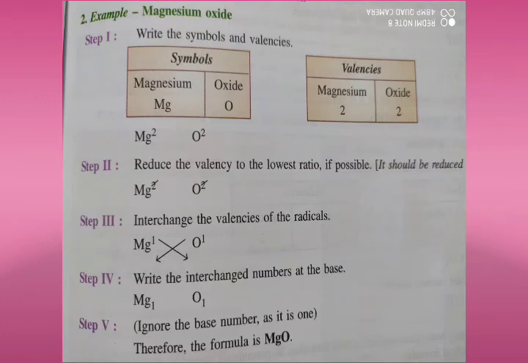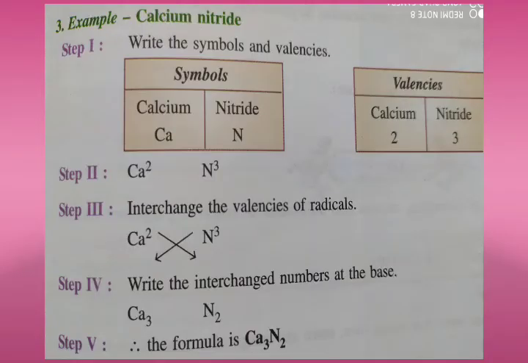Take another example like magnesium oxide. In this, first write the symbols and valencies, then reduce the valency to the lowest ratio, then interchange the valencies of the radicals, and then write the interchanged number at the base. Clear? And then you have the formula of magnesium oxide, that is MgO. Take another example like calcium nitride. For this, first you write the symbols and valencies, then interchange the valencies of the radicals, write the interchanged number at the base, and then the formula is ready. This is what? Ca3N2.